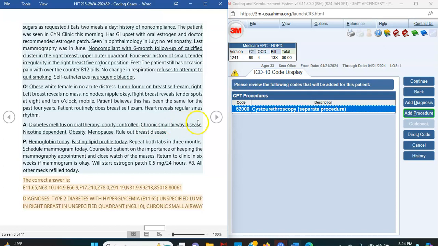And then she's got chronic small airway disease. There's the nicotine dependence, obesity, menopause, and rule out breast disease is here. Hemoglobin test today, fasting lipid profile today. Okay, so I'll continue on with the next video.